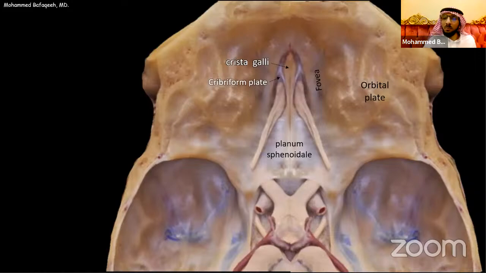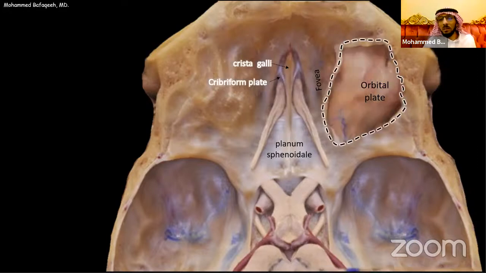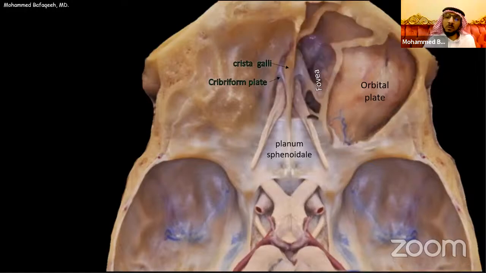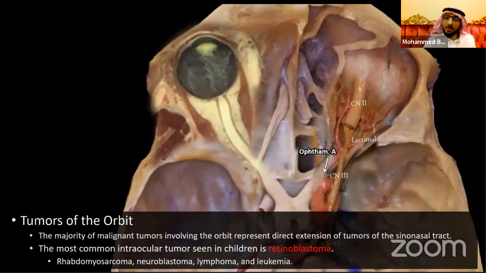Now, the pars ethmoidalis and orbital plate are important when you're attacking a lesion, or understanding the origin of the tumors and pathology, or their extent. The orbital plate will take us to the orbit, the pars ethmoidalis will take us to the ethmoid sinuses. And that will take us to the tumors of the orbit.